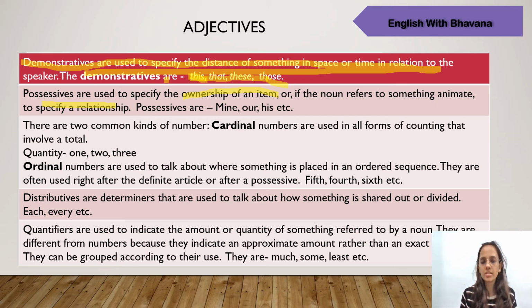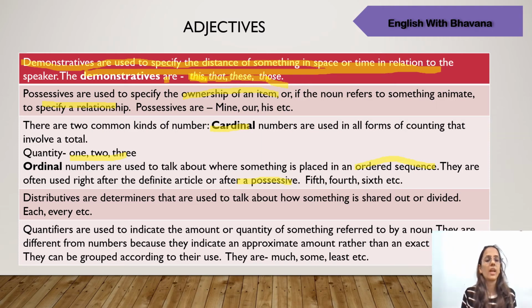There are two common kinds of number. Cardinal numbers are used in the form of counting that involves a total. For example, quantity 1, 2, 3, 4. Ordinal numbers are used to talk about where something is placed in an ordered sequence. They are often used right after the definite article or after a possessive. For example, 5th, 4th, 6th. She secured first position. So this first is what? It is ordinal.